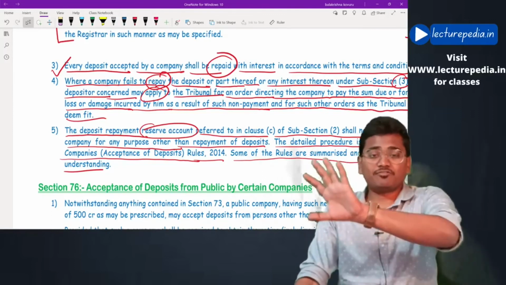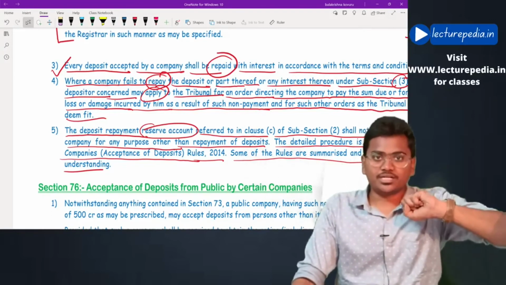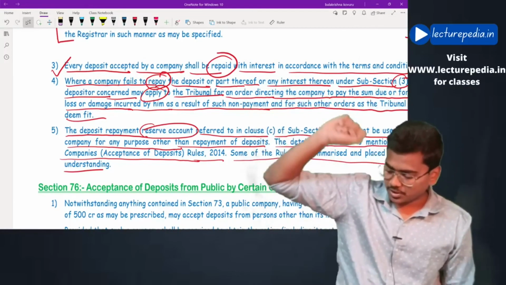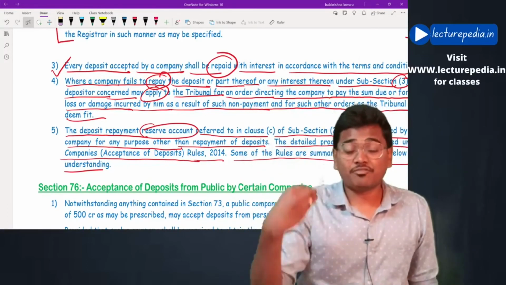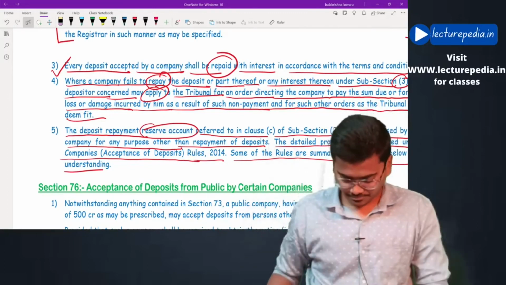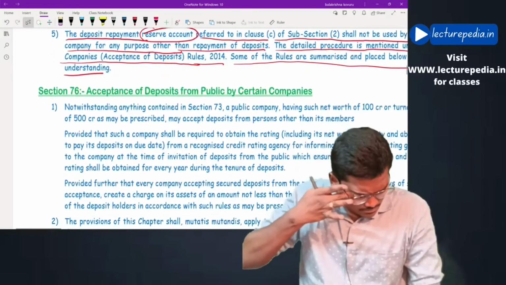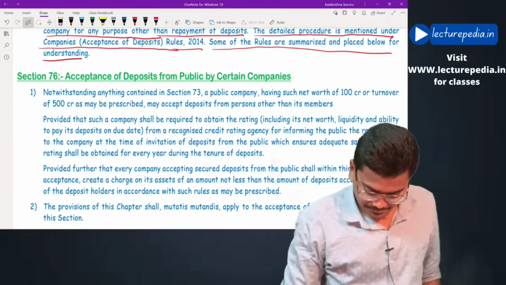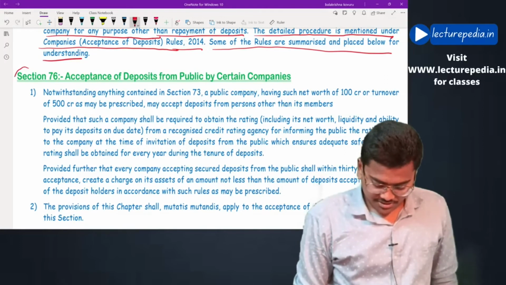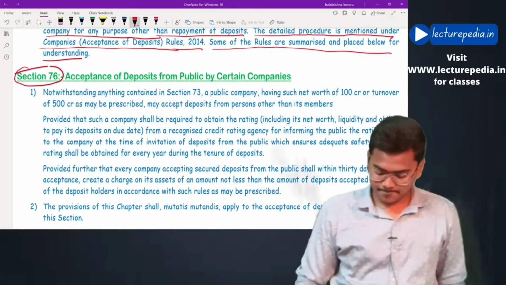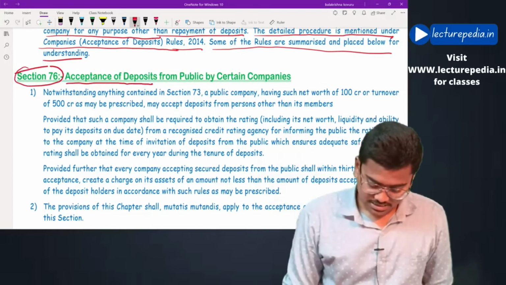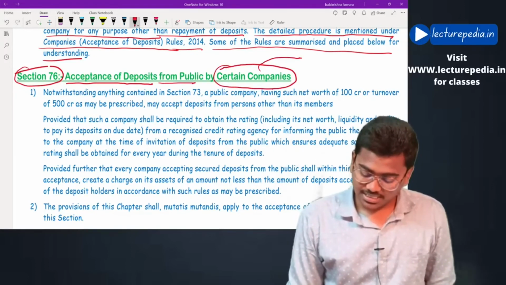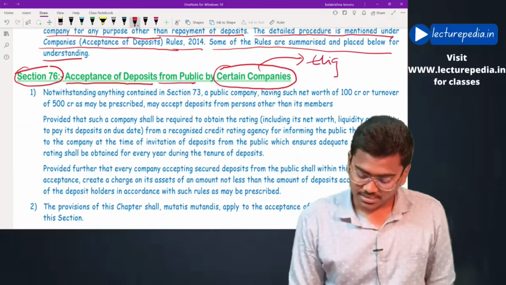Okay, the first part is completed. In our chart the first part got completed. Moving to second part, that is raising deposits from public. Section number 76, accepting of deposits from public by certain companies. What are these certain companies? Eligible companies.